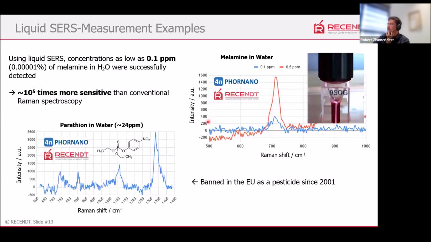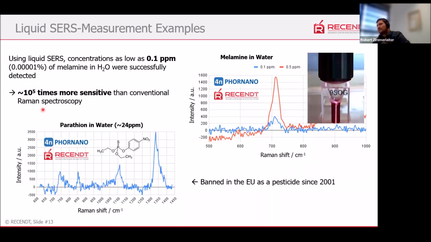Another measurement example that I can show you would be parathion in water. Here we have a larger concentration of about 24 ppm. And this parathion is actually a banned pesticide. It has been banned in the European Union since 2001, but is still used elsewhere in the world. And we can detect it using surface-enhanced Raman spectroscopy.